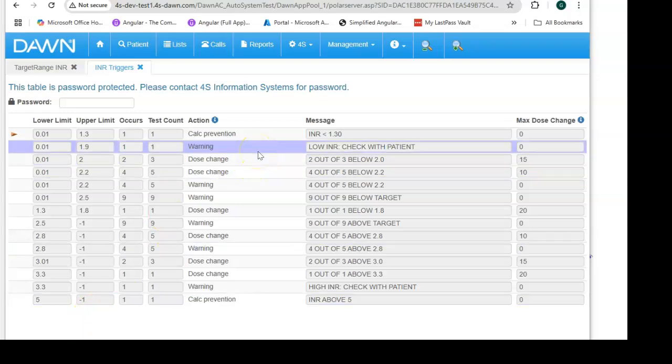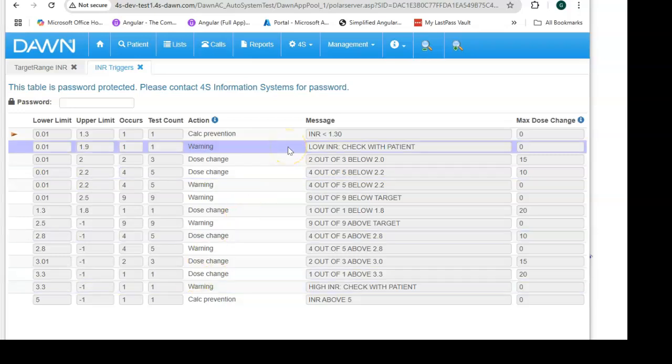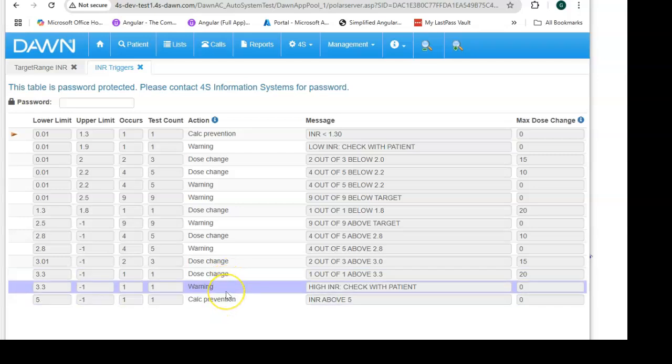Here we can see that if the INR is below 1.9, or again if it's above 3.3, we're going to give a low INR or a high INR warning that advises the user to check with the patient. Is there a reason for this? Did the patient forget to take a dose? Did they take the tablet twice? Is that something you might want to consider if DAWN does suggest a dose change? Because perhaps in that circumstance the dose change isn't appropriate.